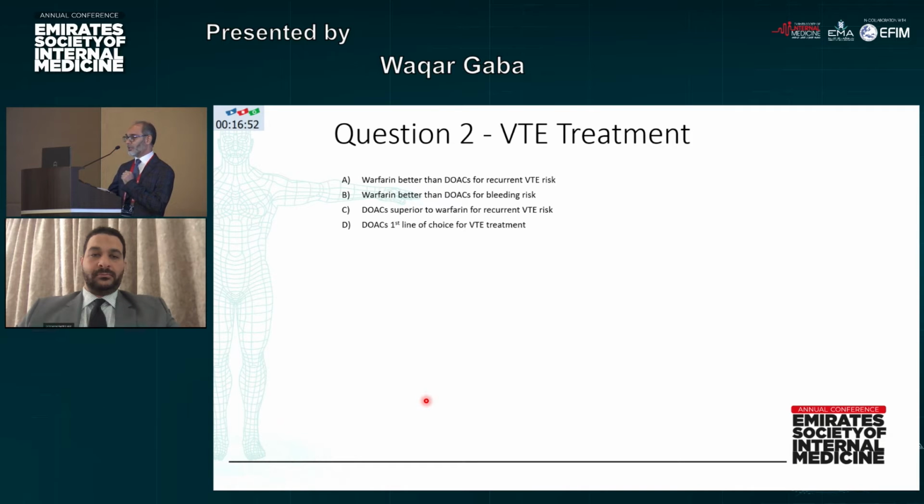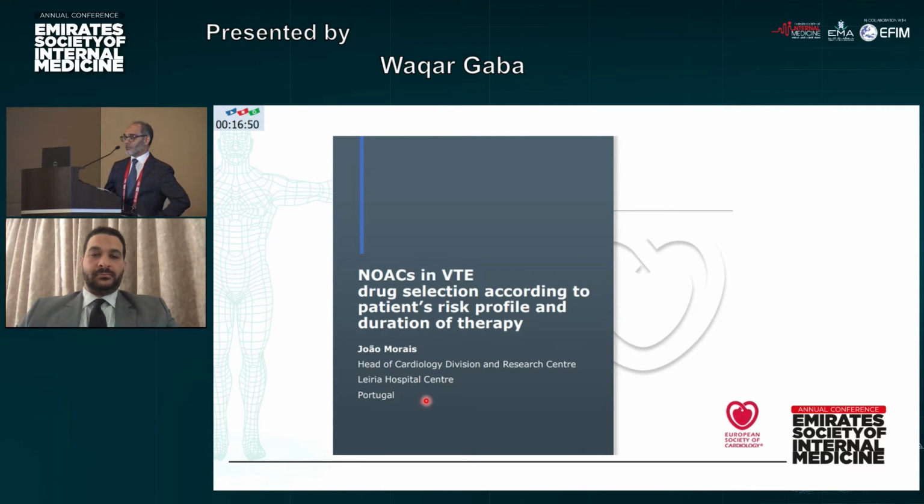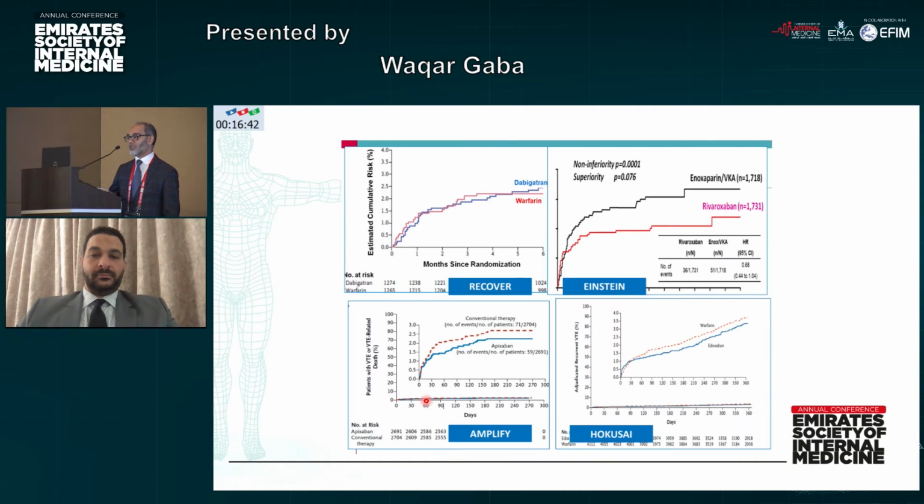So majority. So that takes me to this from the European Society of Cardiology, looking at the DOACs or NOACs, what we can call them, for VTE selection as per risk profile. As you can see, there are 4 major drugs which we have among the DOACs, and all of them have these randomized trials, not head-to-head trials. You have to keep this in mind.